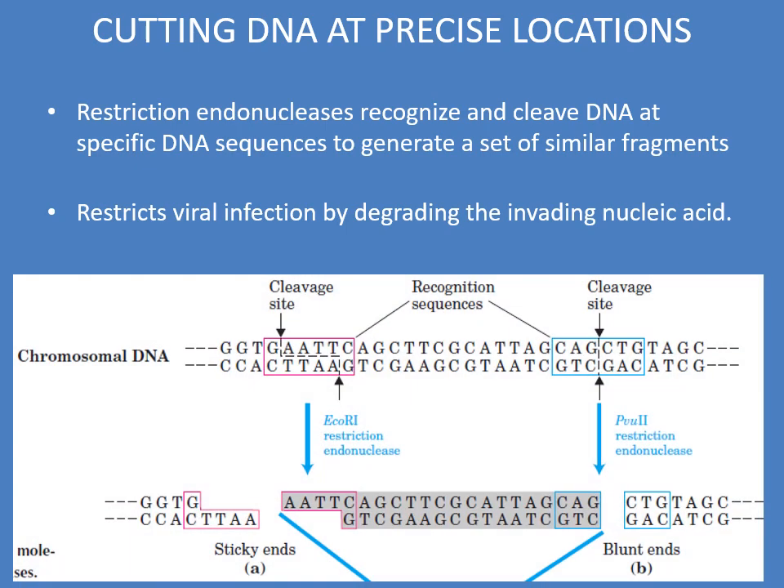So here in this picture we can see the chromosomal DNA which has two cleavage sites which are recognized by restriction endonuclease enzymes. So these are recognition sequences. Some restriction endonucleases like EcoRI make staggered cuts like this to leave sticky ends. And some restriction endonucleases like PvuII make clean cuts to make the blunt ends.